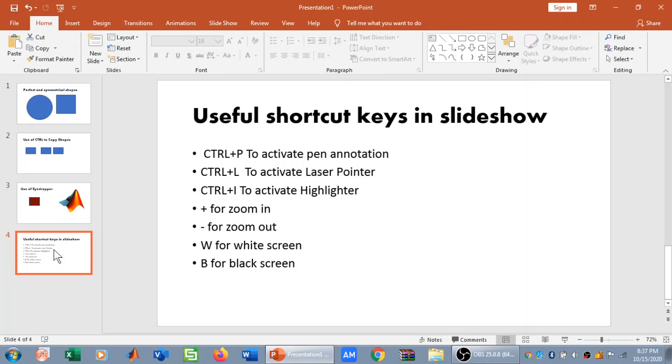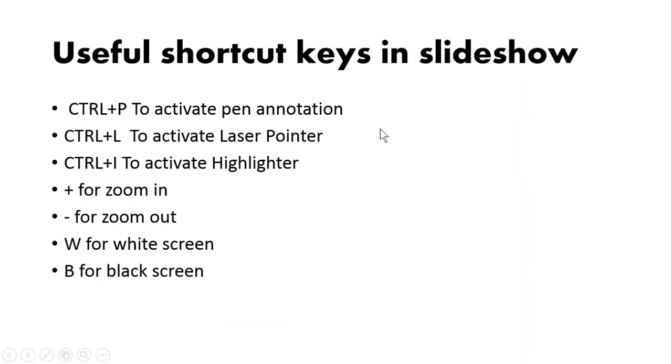My next tricks are related to the slideshow mode. So let me go to the slideshow mode. We know that to go to the slideshow mode, we need to click on this slideshow. The first is to activate pen annotation. To activate pen annotation, I can simply use Ctrl plus P. So I'm going to click on Ctrl and then click on P, and this is going to give me the annotation. Now we have the pen annotation enabled in the slideshow mode.